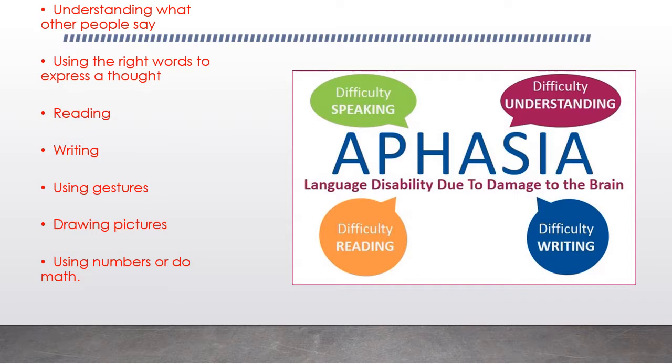So let's continue to build on what we already know. We know what aphasia is. It's the lack of ability to speak or comprehend or both. And we kind of know who it affects. It pretty much can impact any and everyone. But let's look and see what aphasia looks like.